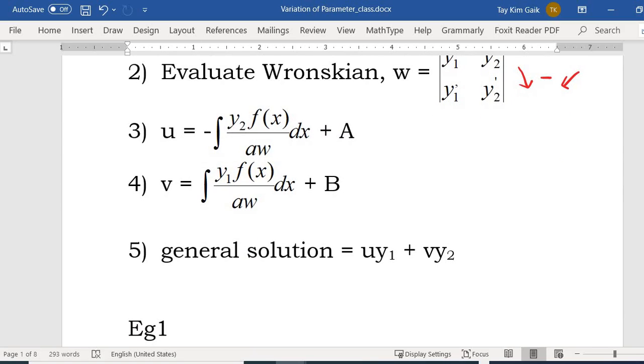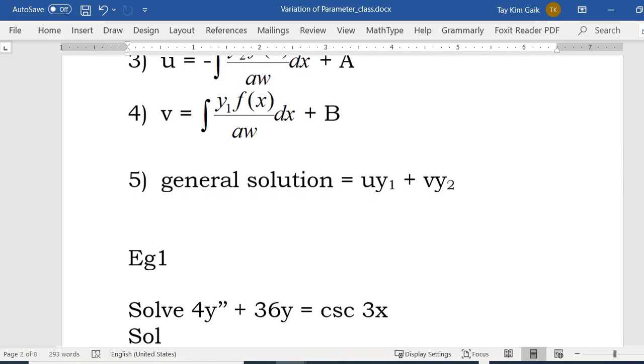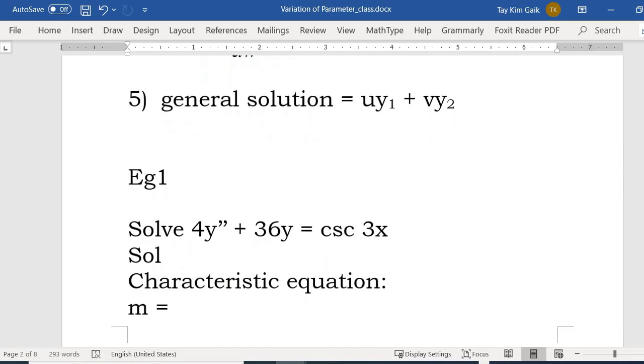Okay, after it obtains a U and V, put it into your general solution. The formula is U y1 plus V y2. So, any question? I think in the PDF there, we got the derivation of the formula for U and V, but here I went straight to the formula. Any question? Can I proceed to the example? Yes, proceed, doctor.